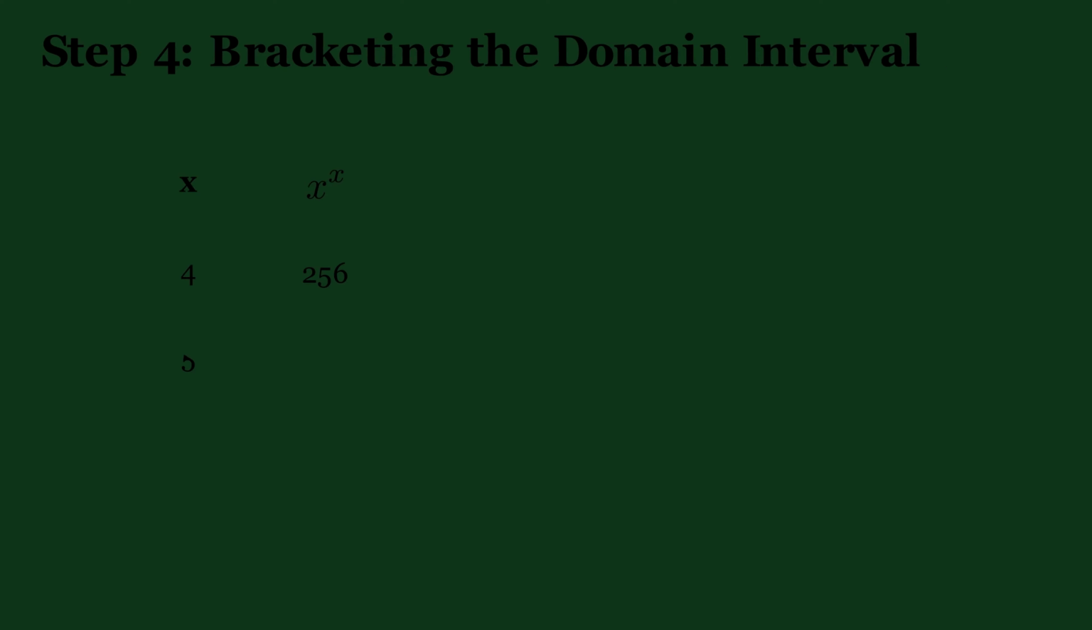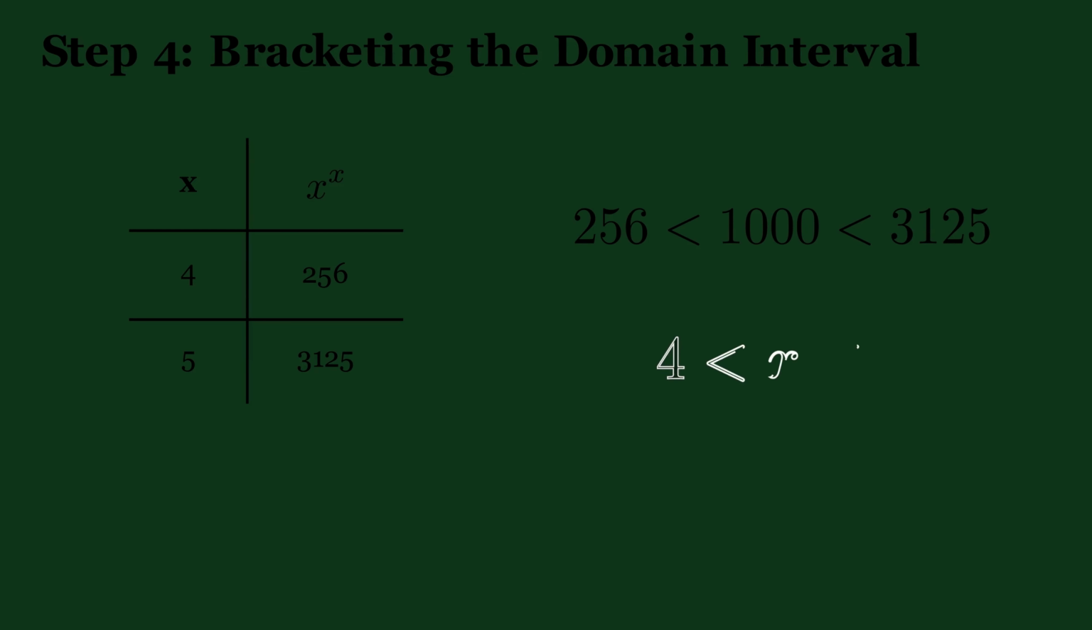Before diving into complex calculations, let's narrow down where our answer lives using standard integers. We know 4 to the power of 4 is 256, which is too small, and 5 to the power of 5 is 3125, which is way too big. Because 1000 lies right between them, our value for x must be somewhere between 4 and 5.